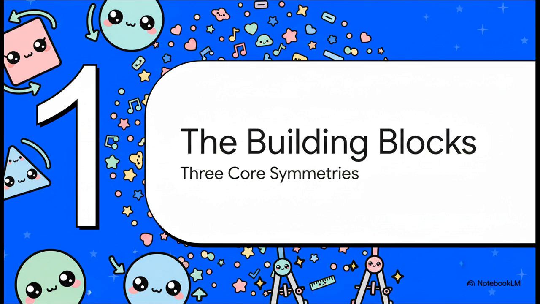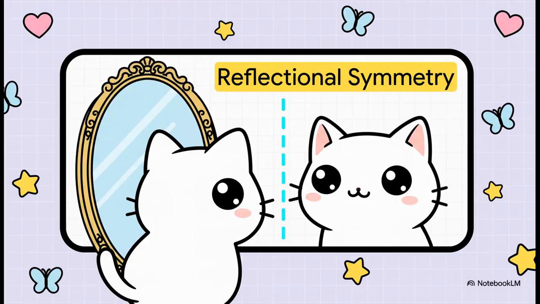Okay, so this whole universal language is actually built from just a few really basic words. The technical term for them is isometries, which is just a fancy way of saying transformations that don't change an object's size or shape. Let's break down the three core types. First up is the one we all remember from elementary school, reflectional symmetry. You've probably heard it called by its other name, mirror symmetry.